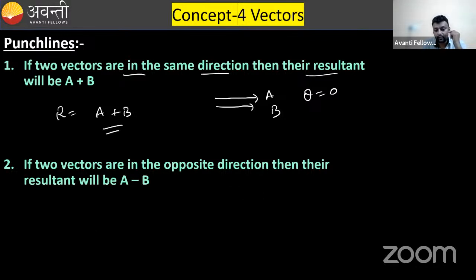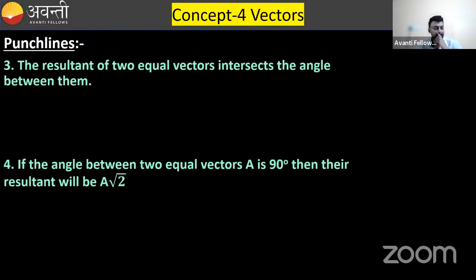Similarly, if two vectors are opposite to each other, this is A and this is B, what will be the resultant? The resultant will be the algebraic difference of the two vectors. I hope everybody remembers these two things. Next punchline.